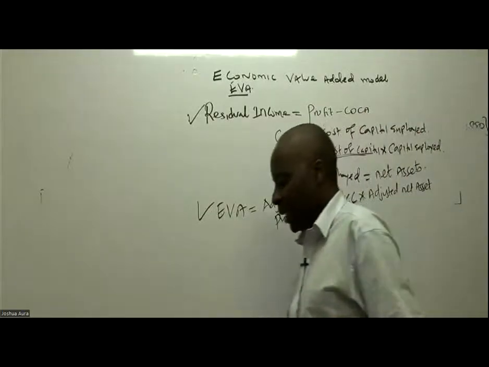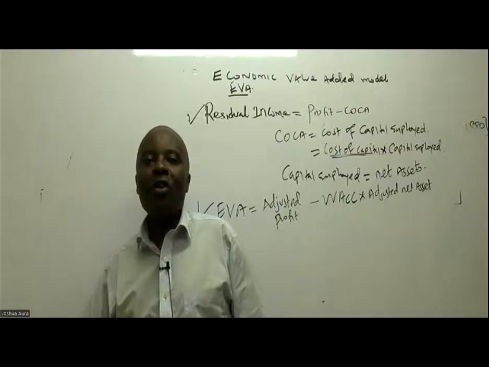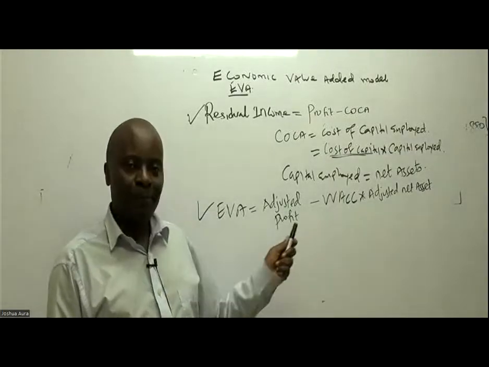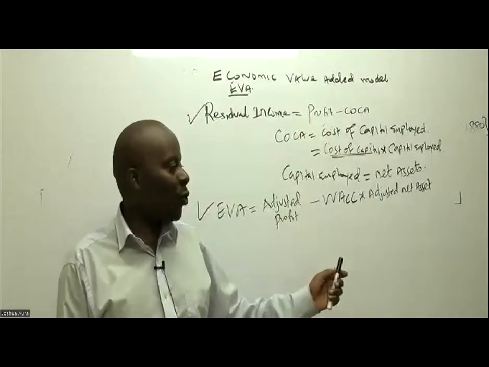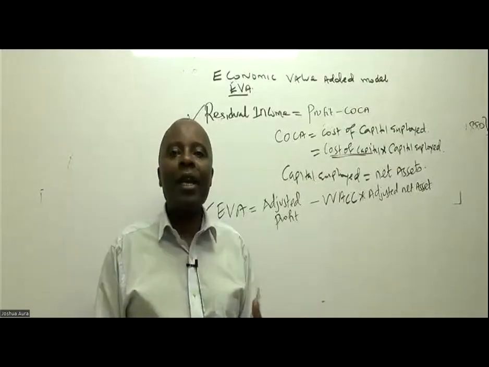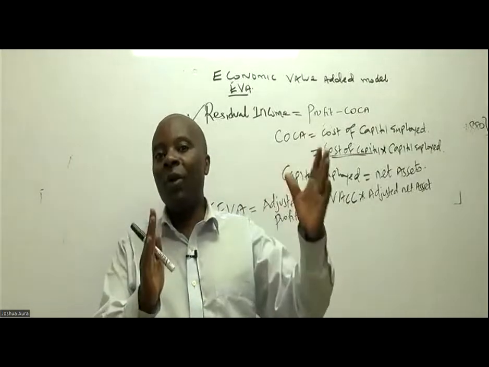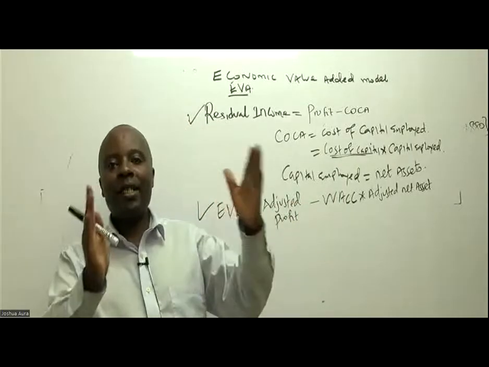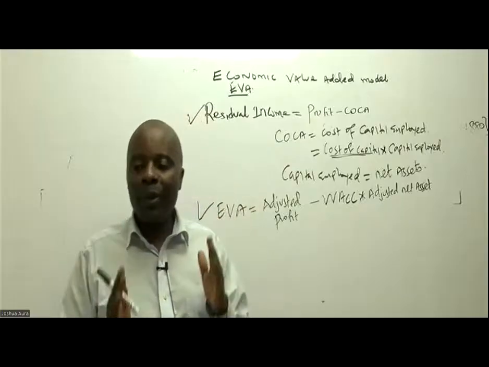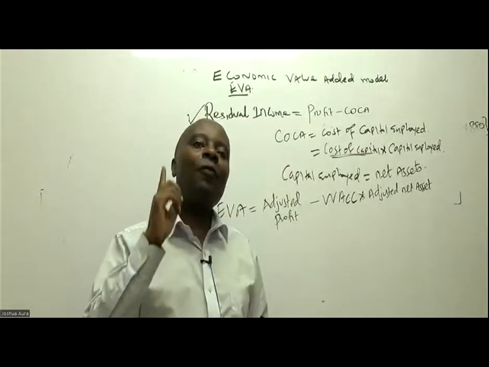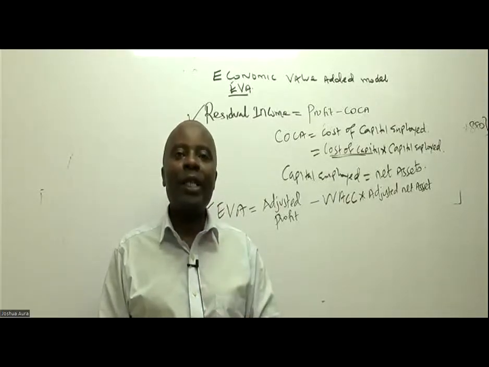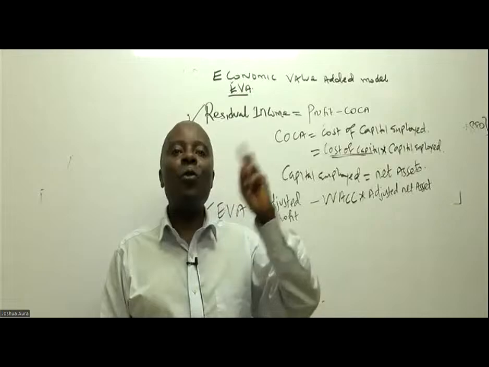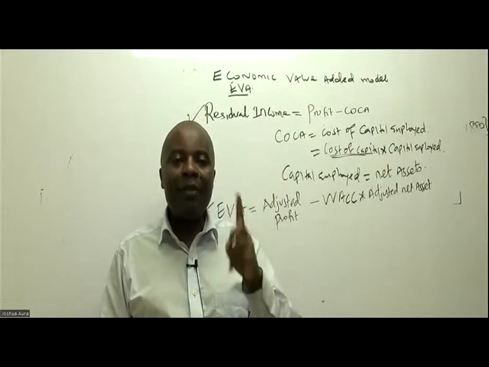Now, my good students, please listen to me very well. What kind of adjustments do we make to our profits? What kind of adjustments do we make to our capital employed? Remember, number one, EVA is a futuristic model. Any expense that you incur today which has future economic benefits, according to the EVA model, you should never punish managers who incur such expenses. Never ever punish them.